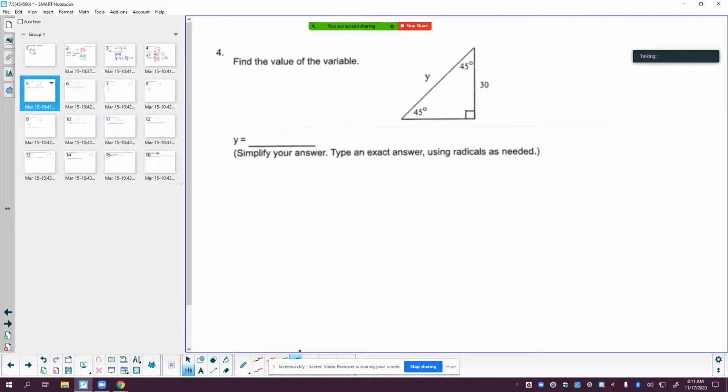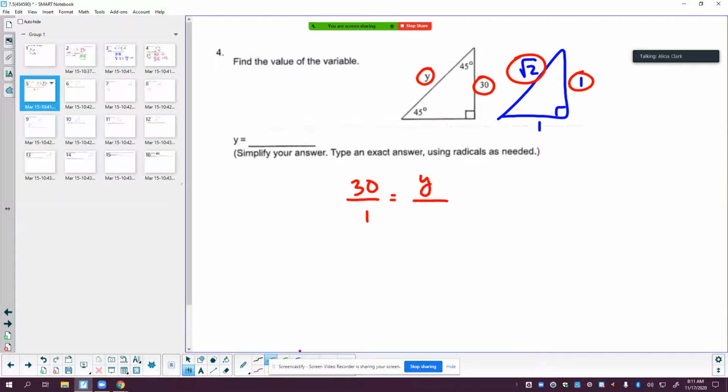Looking at this last one here on this page, I've got 45, 45, 90. Compare that to the original triangle, 1, 1, square root of 2. The side that I know is 30. That's one of the legs, which is supposed to be a 1. I'm trying to figure out what y is, so I'm going to compare that to square root of 2. So 30 is supposed to be 1, and y is supposed to compare to square root of 2. Now cross multiply: 30 times the square root of 2, and 1 times y. So y equals 30 square root of 2.